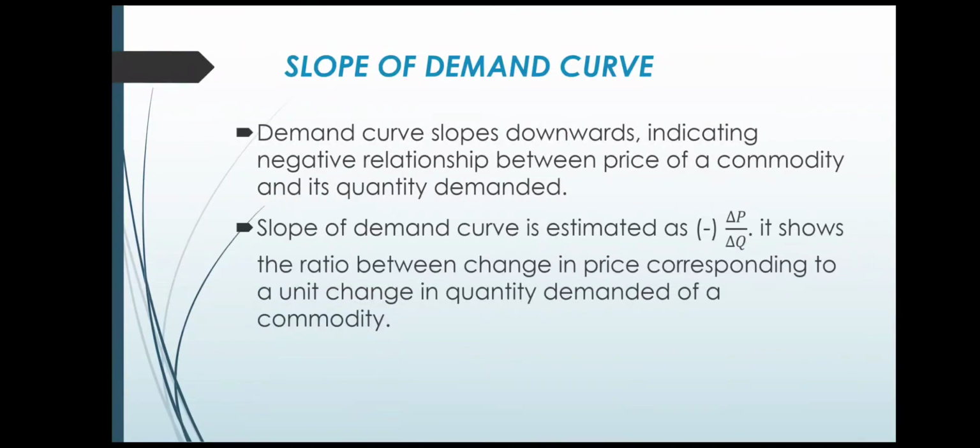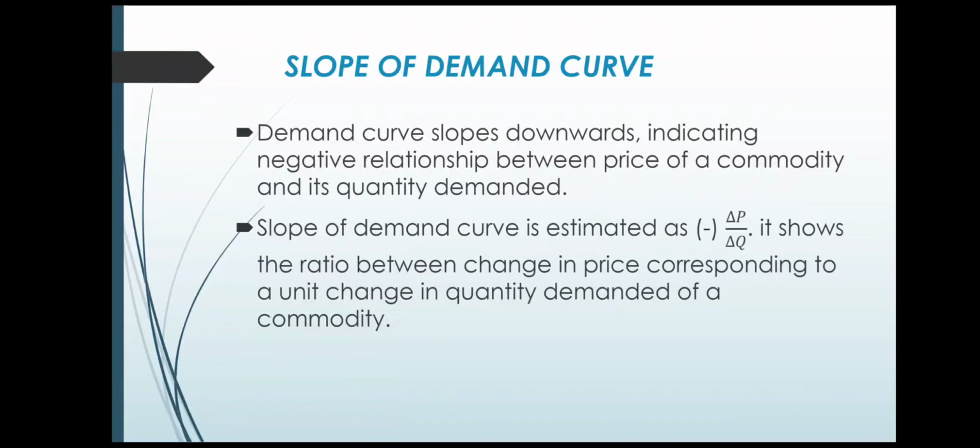Now the last topic for today is slope of demand curve. Demand curve slopes downwards, indicating negative relationship between price of a commodity and its quantity demanded. Just now we saw that demand curve is sloping downwards. It is showing negative relationship between price and quantity demanded.